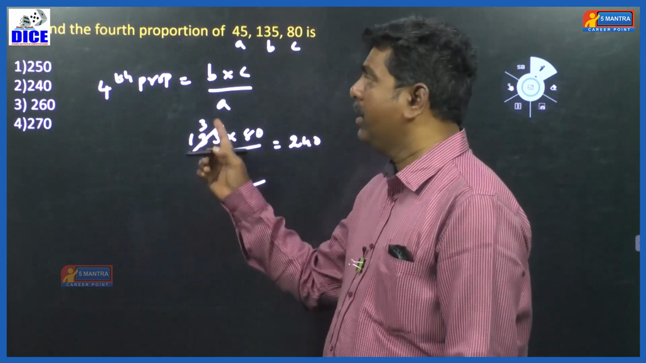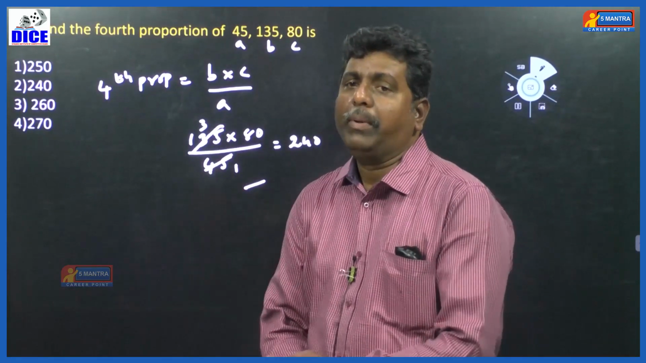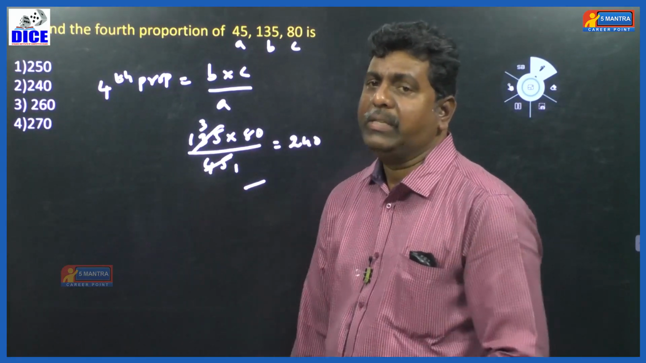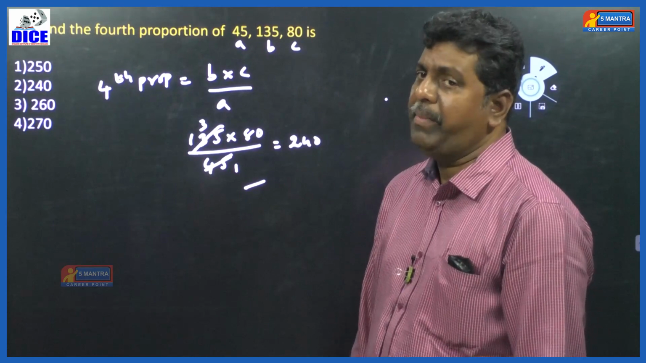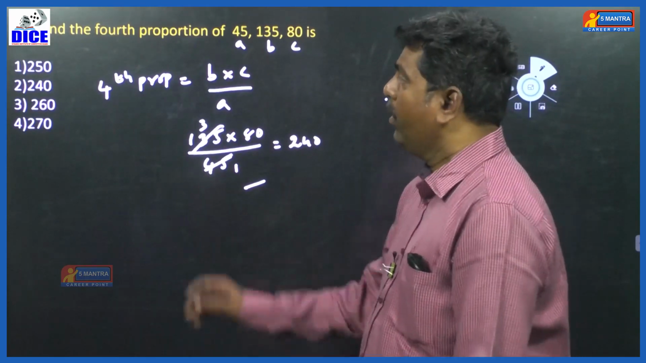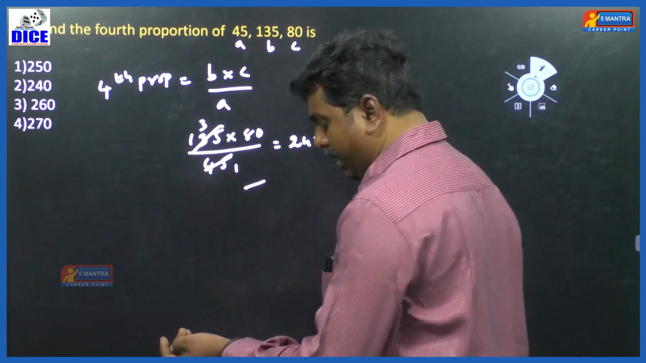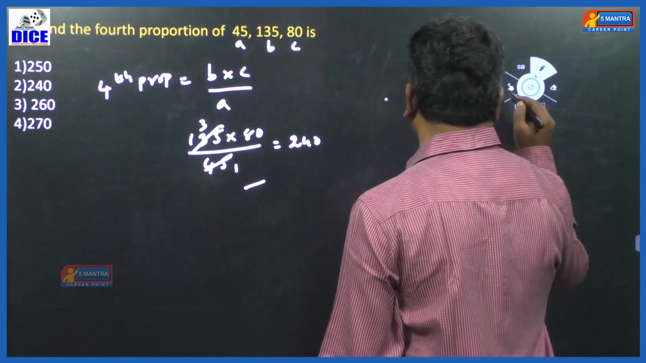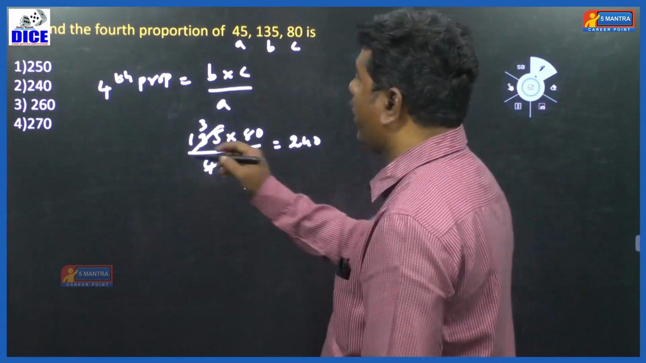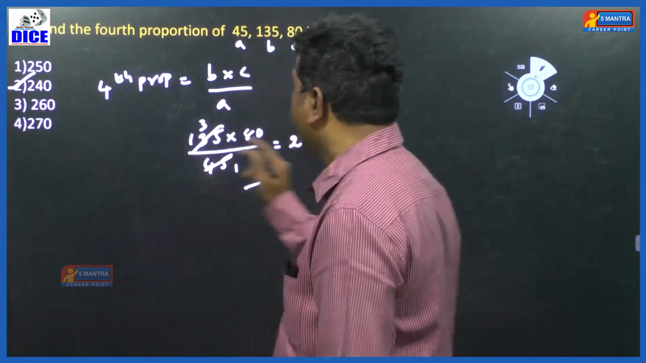So this is the best method. Just you have to remember the formula: B into C by A. This is the best one to do the problem. Okay, check out the same model problem, you can get an idea. So the answer is 240, which means the second option is the right answer.